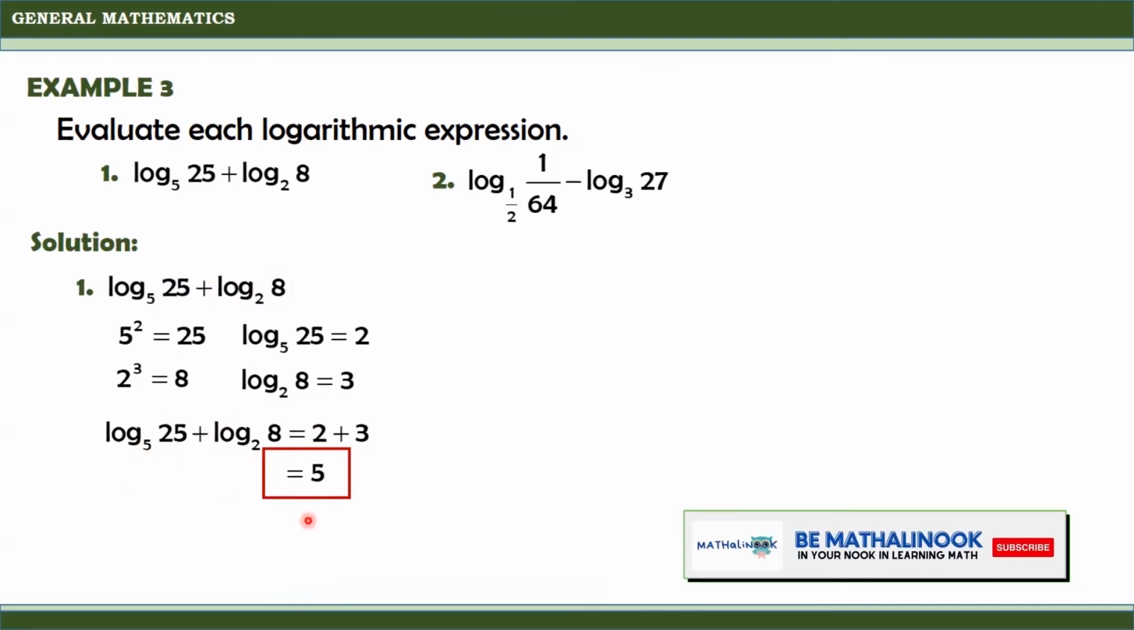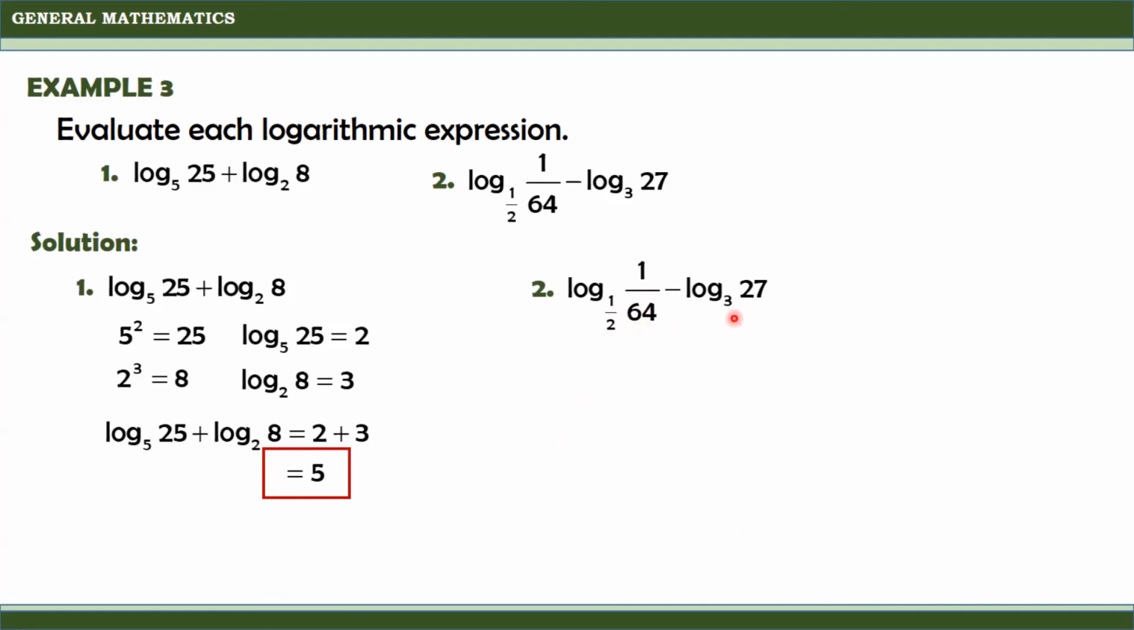Moving to the next given, logarithm of 1 over 64 to the base 1/2 minus logarithm of 27 to the base 3. Again, for the first term, we were asked what should be the exponent of 1/2 to be 1 over 64. So you may recall that 1/2 raised to 6 is equal to 1 over 64. Therefore, the logarithm of 1 over 64 to the base 1/2 is equal to 6.